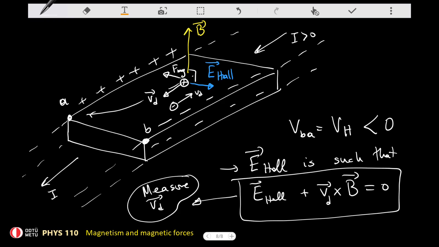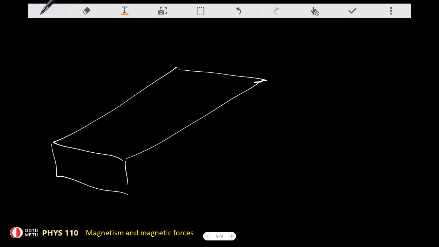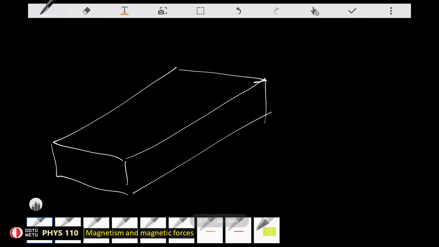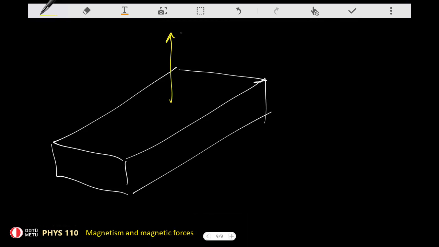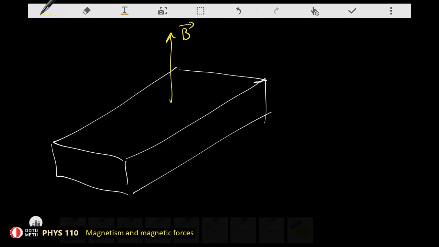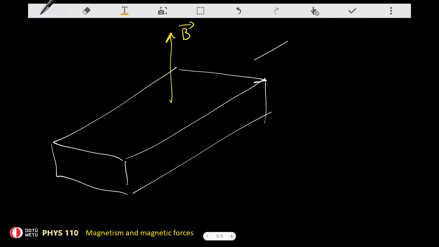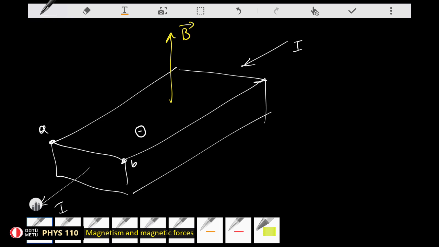So I'm going to draw the same picture again in here. I'll try to draw, right? That's the rectangular slab in here. We have a magnetic field like that, right? We have a current flowing like this. The current is along that direction. Current is flowing like that. This is the point A, this is the point B. But now we have negative charge carriers. So in this case, what happens?